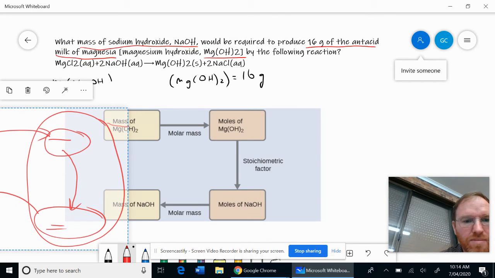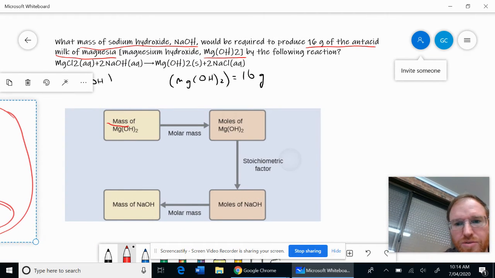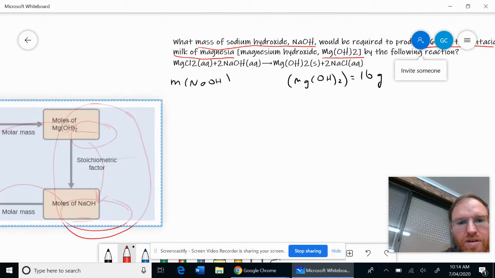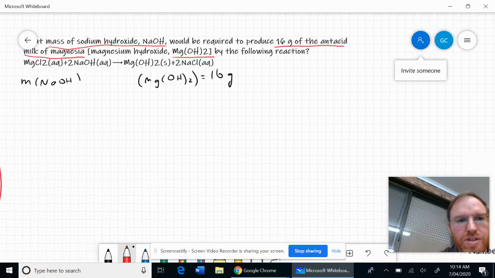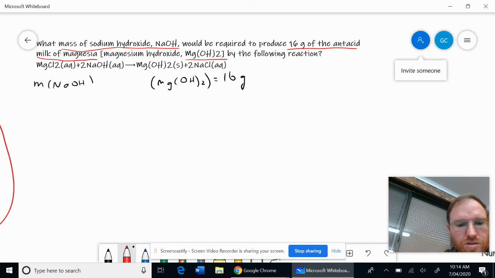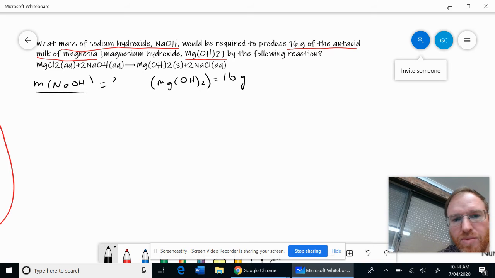Now let's get rid of that picture. Let's get rid of the whole thing. Okay, and let's get going with our question. So first thing we've got to do is convert the mass that we know, the mass of magnesium hydroxide, into moles.